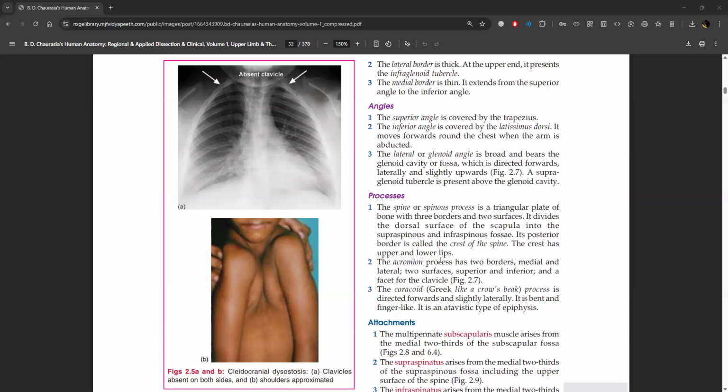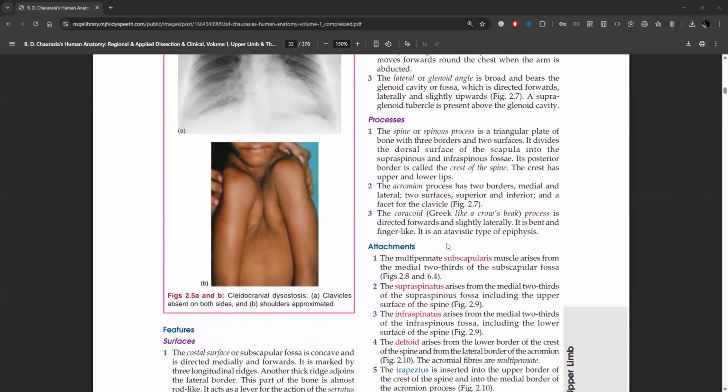Processes. Number one, the spine or spinous process is a triangular plate of bone with three borders and two surfaces. It divides the dorsal surface of the scapula into the supraspinous and infraspinous fossae. Its posterior border is called the crest of the spine. The crest has upper and lower lips. Number two, the acromion process has two borders, medial and lateral, two surfaces, superior and inferior, and a facet for the clavicle, figure 2.7.